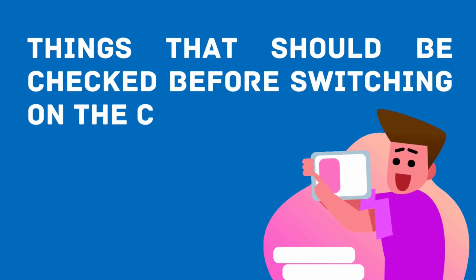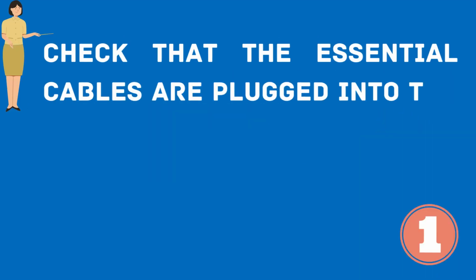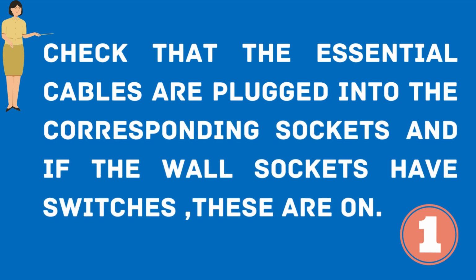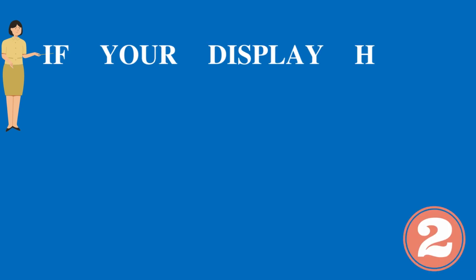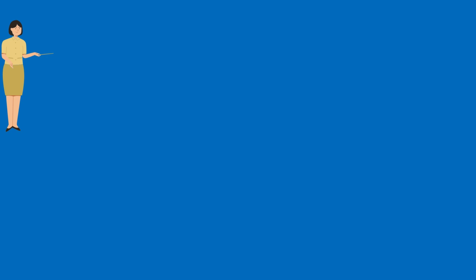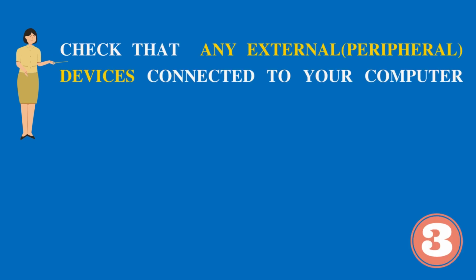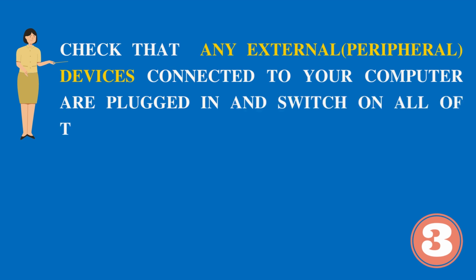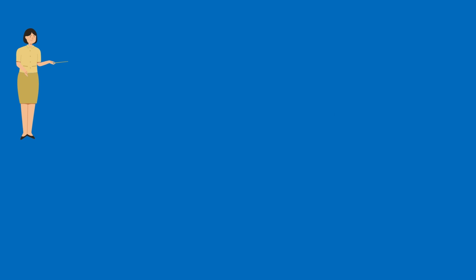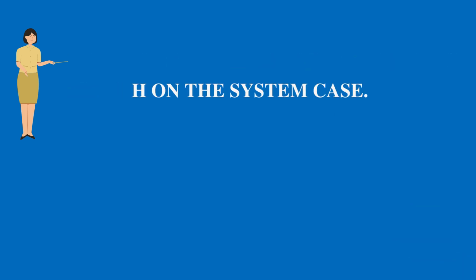Things that should be checked before switching on the computer. 1. Check that the essential cables are plugged into the corresponding sockets, and if the wall socket has switches, these are on. 2. If your display has a separate switch, check that this is on. 3. Check that any external devices connected to your computer are plugged in, and switch on all of them before turning on the computer itself. 4. Finally, switch on the computer, switch on the system case.